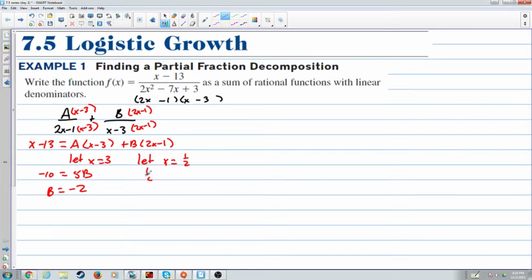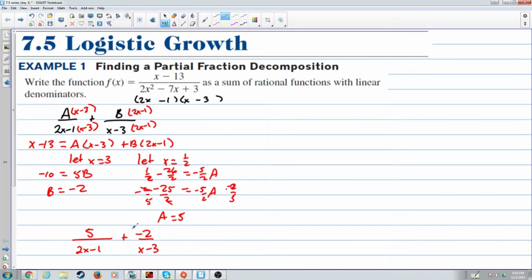So we have 1/2 minus 26 halves, and that's equal to, see, we have 1/2 minus 6 halves. That's negative 5 halves a. So we have negative 25 halves equals negative 5 halves a. So we multiply by negative 2/5. Those 2's will cancel, and we end up with a positive 5. So a equals 5. So the partial fraction decomposition is 5 over 2x minus 1 plus a negative 2 over x minus 3. And we could have written that just as minus.